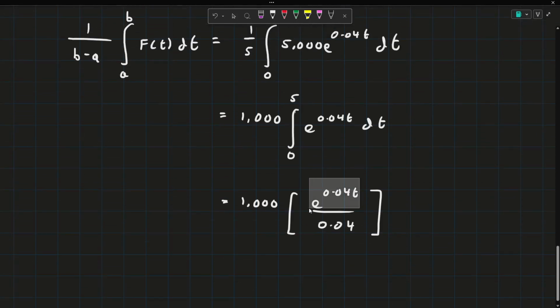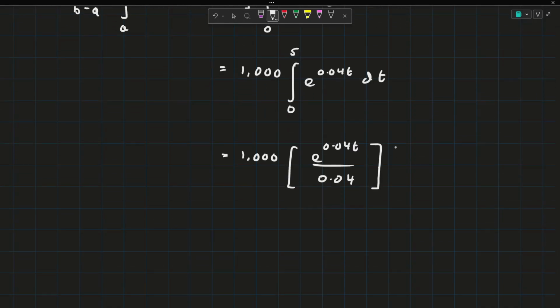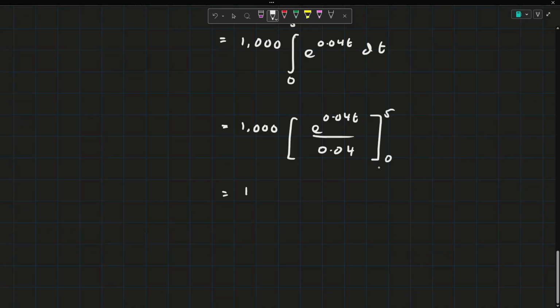And again, you could check that. If you differentiate this, you'll end up multiplying by this thing, and then it cancels out with that, and we're left with what we originally started with. And then we're evaluating that between 5 and 0. So basically what we're going to get is 1,000 multiplied by e to the power of 0.04 times 5 minus e to the power of 0, all over 0.04.